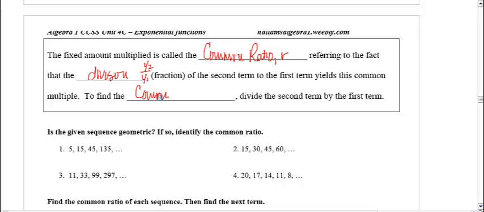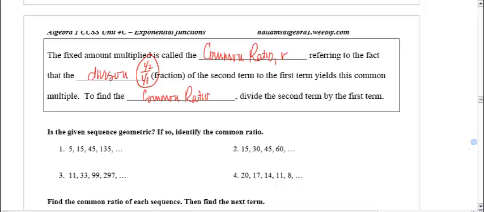Let's see if we can clean that up a little bit. Sometimes it's hard to talk and write quickly on this thing, so bear with me. So that common ratio, divide the second term by the first term. Again, y2 divided by y1, or y3 divided by y2, and then keeping that in the pattern.